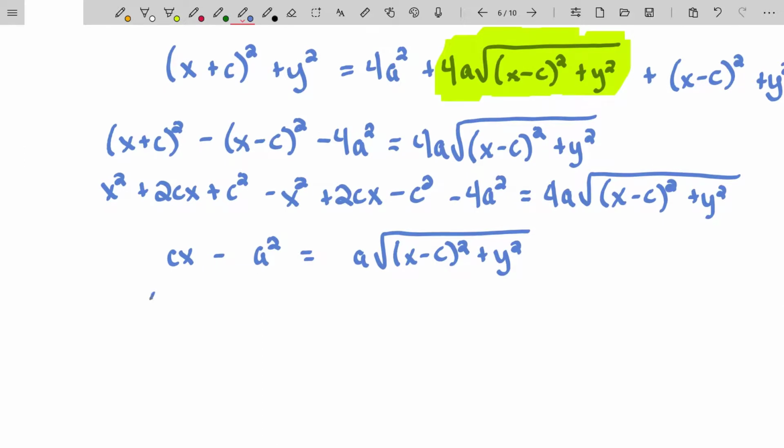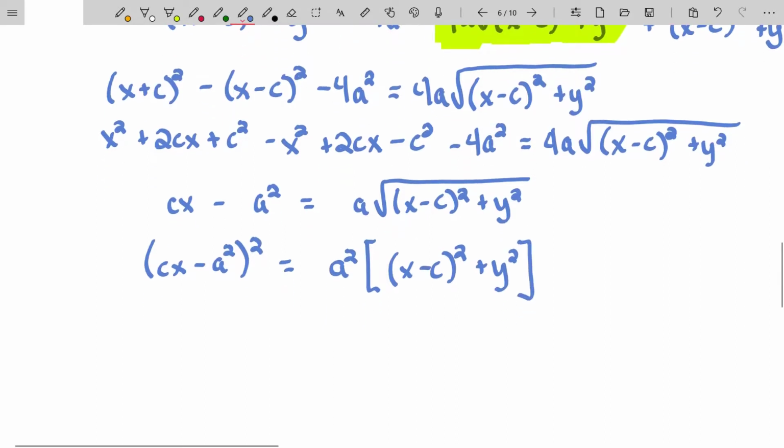Now we're just going to square both sides, so you get (cx minus a squared) being squared is equal to a squared times the quantity (x minus c) being squared plus y squared. And you could multiply out that (cx minus a squared) pretty quickly. That's c squared x squared minus 2a squared cx plus a to the fourth.